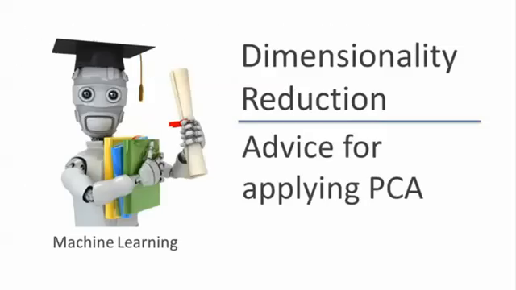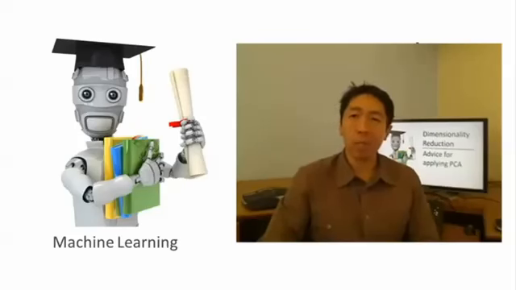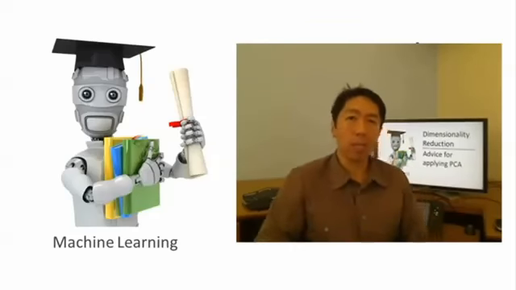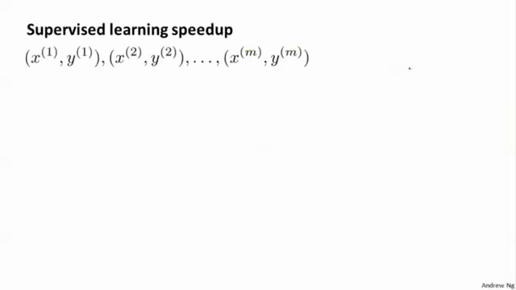In an earlier video, I had said that PCA can sometimes be used to speed up the running time of a learning algorithm. In this video, I'd like to explain how to actually do that, and also give some advice about how to apply PCA. Here's how you can use PCA to speed up a learning algorithm, and this supervised learning algorithm speedup is actually the most common use that I personally make of PCA.